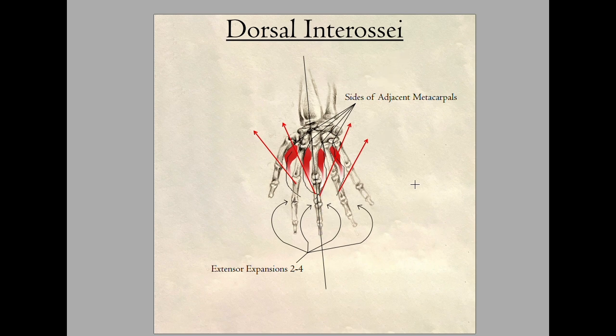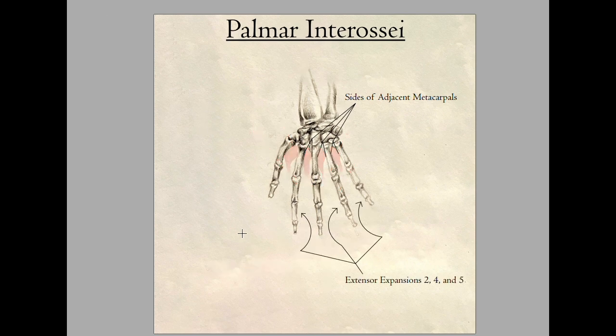All right? Beautiful. Next, we move on to the Palmar Interossei. Same thing, attaching to sides of adjacent metacarpals, right? They're Palmar Interossei, so if we're looking at this hand from the anterior view, they're lying superficial to the dorsal interossei. So you cannot see the Palmar Interossei if you're looking at the dorsum of the hand, because they're hiding deep to the dorsal interossei.